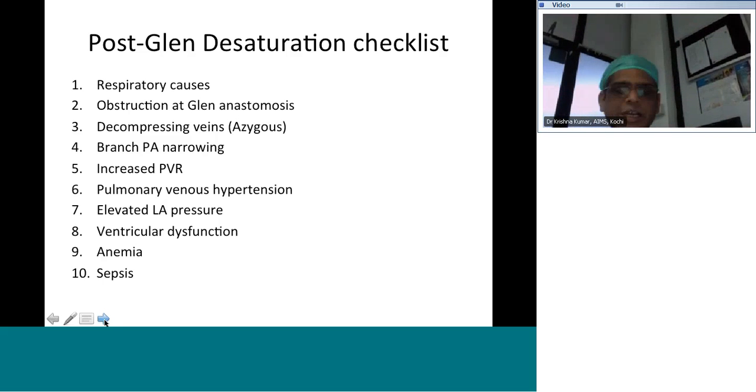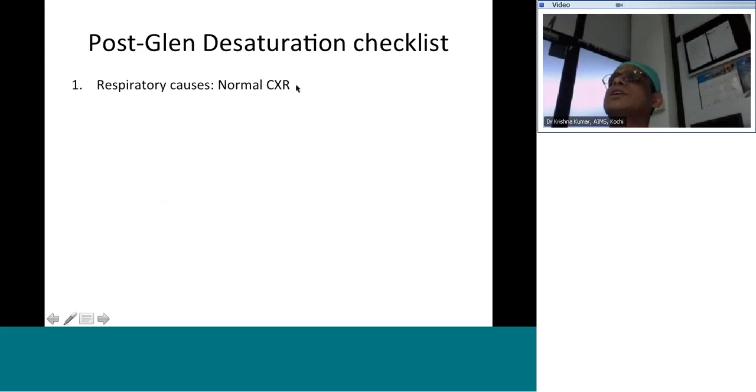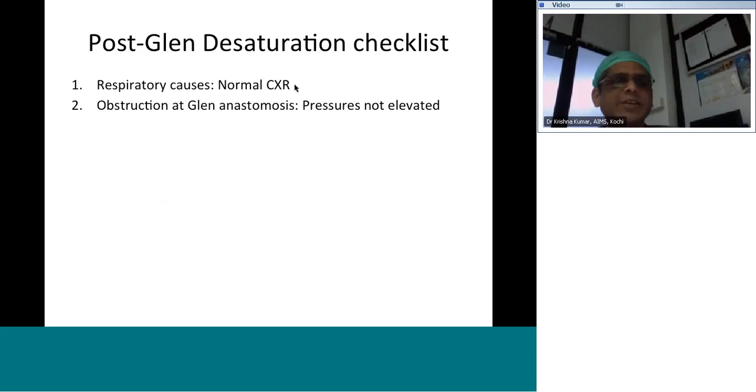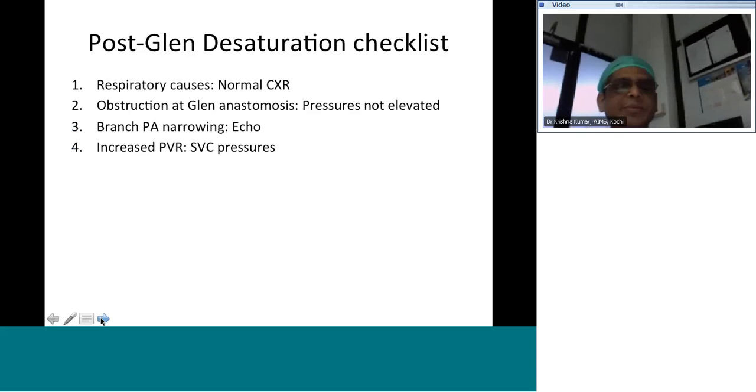So in our patient, let's look at what happened. Well, respiratory causes: he had a normal chest X-ray, normal airway pressures, no significant secretions. We didn't think of reasons to have respiratory causes. Obstructions, well, the pressures were not elevated. Then branch PA narrowing: echo was fine, did not show any branch PA narrowing, but we can look at it. Increased PVR wasn't reflected in the SVC pressures.